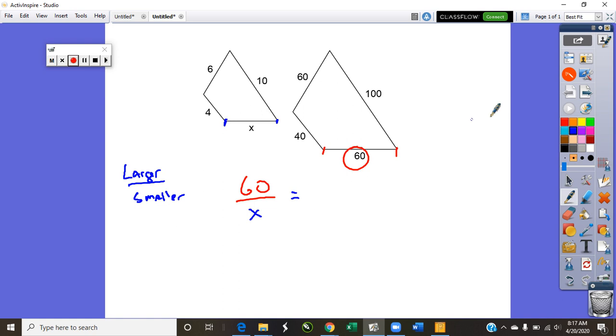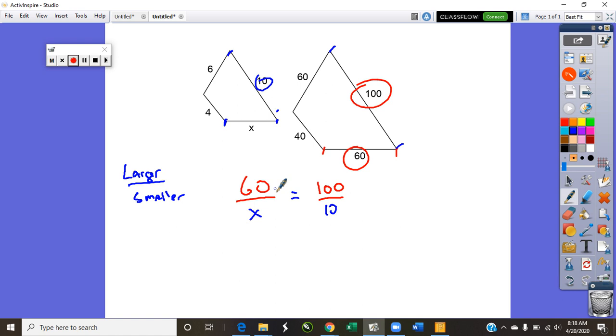Okay. Now we're going to take another measure, and it doesn't matter which one you use. You can use any of them. Let's just say this one. Okay. So if I use 100, what is that proportional to in the other figure? It's from here to here. So that's going to be 10. And now all we're going to do is we're going to find our cross products.